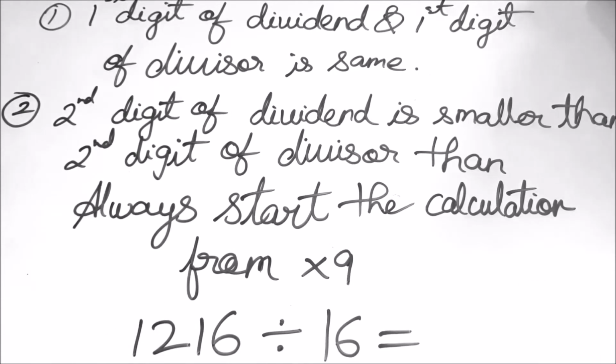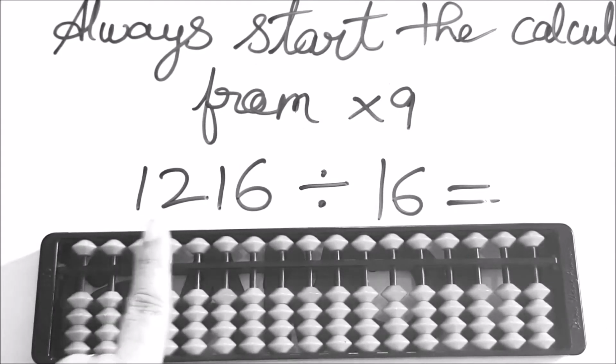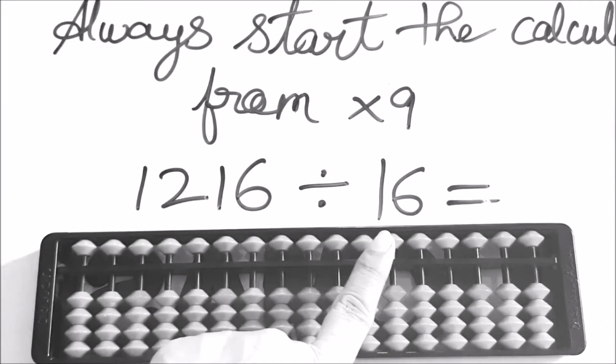So we reduce this 9 to 8. So we take 16 into 8. Like this we reduce one digit of the table and do the calculation till we get a number smaller than this. So I will do this example and we'll see how we can do the calculation.